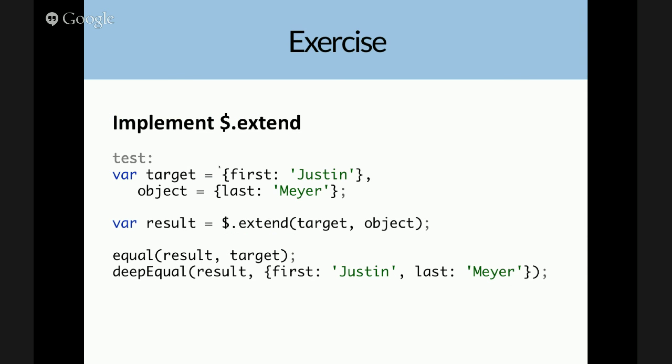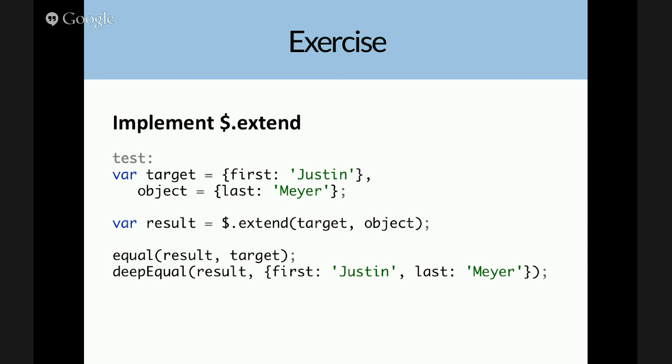So that cleans up code quite a bit. Okay, let's start with our first exercise. We're going to implement $extend. The test has a target object and a source object, which we're calling object. We're going to copy all of the source object's values into target. We'll make sure they're equal, and that target is what's returned from $extend, which we're aliasing as result. Then we'll make sure that the result has all the properties from the object copied into it.